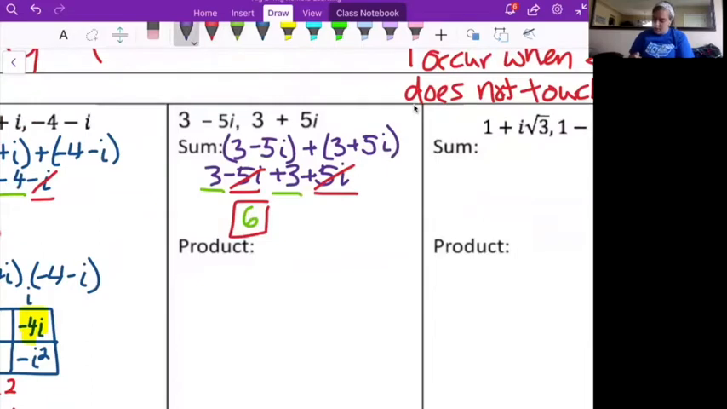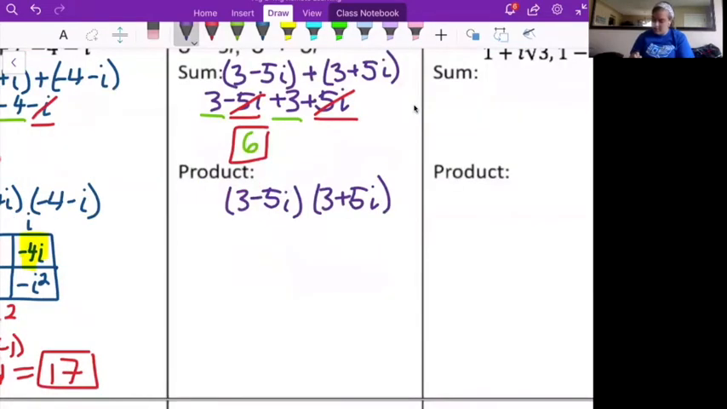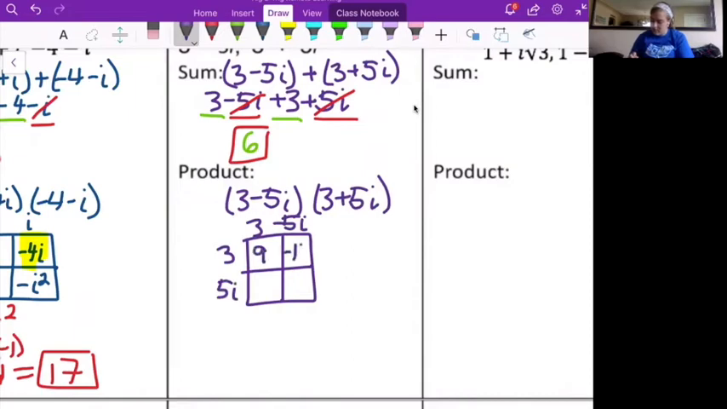For the product, we're going to do a similar thing. So 3 minus 5i times 3 plus 5i. So I'm going to set up my box again. So this would give me a positive 9, negative 15i, 15i, and a negative 25i squared.